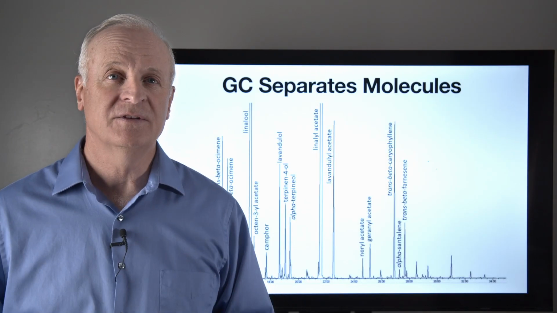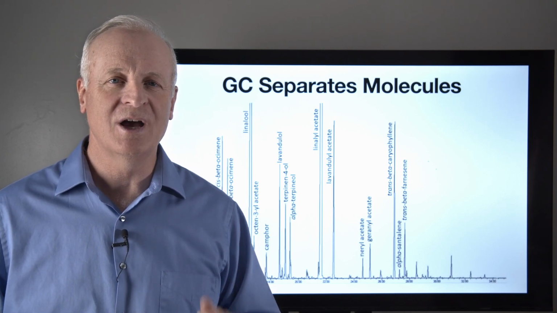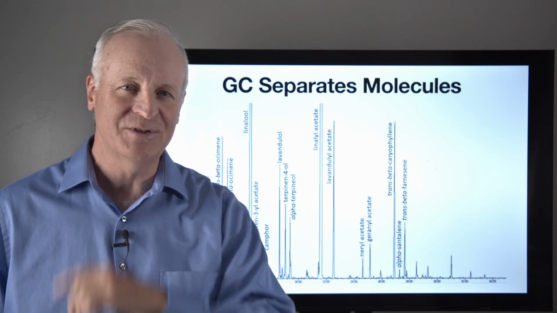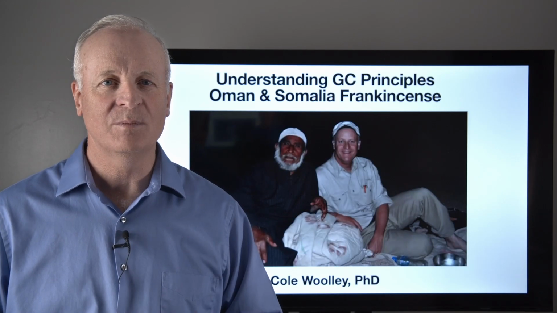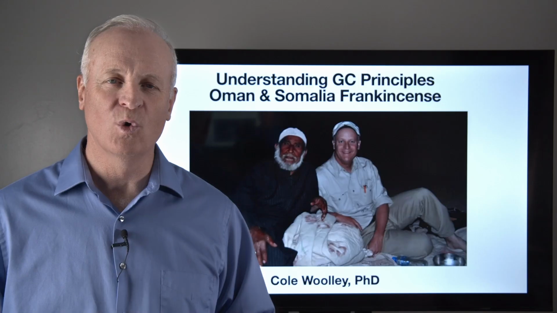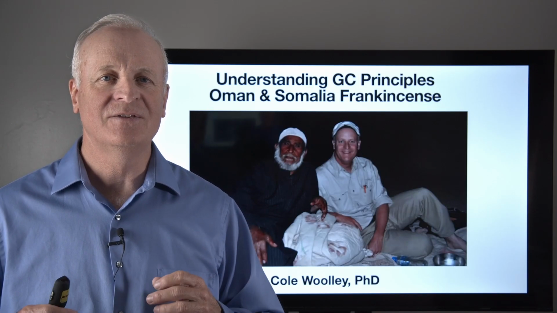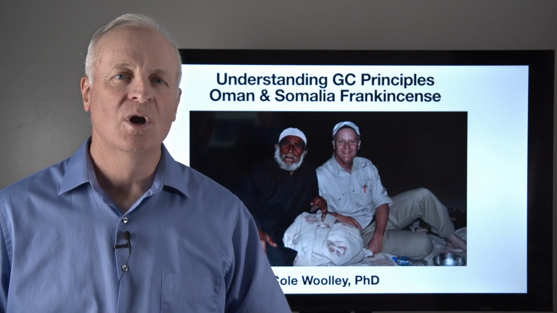Now, this is how the GC operates. It's very powerful. It can separate hundreds of molecules from a single drop of essential oil. Now, is that powerful? That's very powerful. So, in this lesson, we've talked about how the GC works, the gas chromatograph. It's a very powerful instrument in separating essential oil molecules. So if somebody asks you, what does a GC do? You can say that the GC can separate molecules found in essential oils.